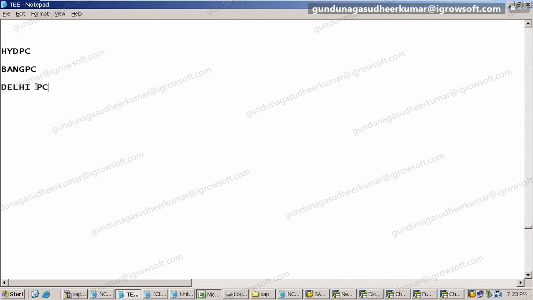Suppose in Hyderabad I am manufacturing laptops. In Bangalore, suppose we are manufacturing desktops. In Delhi, we are manufacturing some other gadgets, say printers. Now, to manufacture a laptop, we are manufacturing motherboards also, right? This is also one important component. We are doing it here.